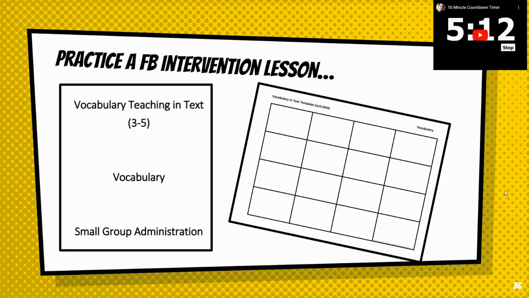We're going to take another look at FastBridge interventions today and where to find them. Later in the module, you'll be able to practice a vocabulary bingo lesson. This is an actual intervention lesson from FastBridge. We'll talk about how to find this later. The vocabulary and text template card looks like this. This is a lesson that's recommended through the FastBridge intervention process. Print out the card so you can follow along. Make sure you do this activity so you know what to expect with your students.